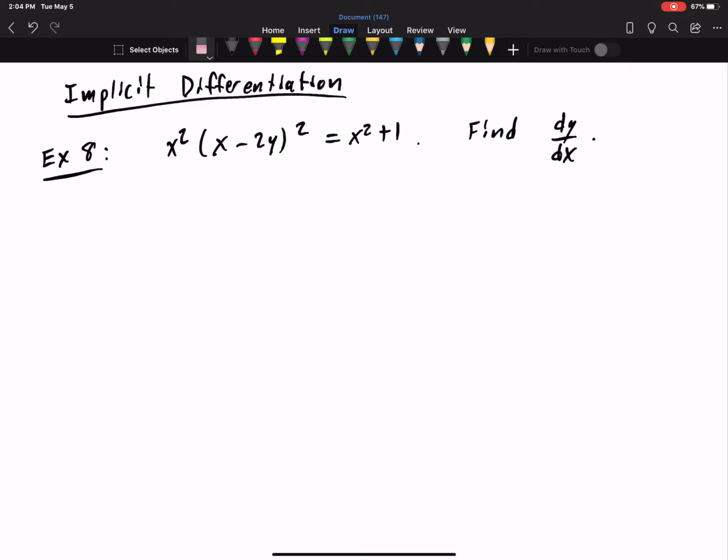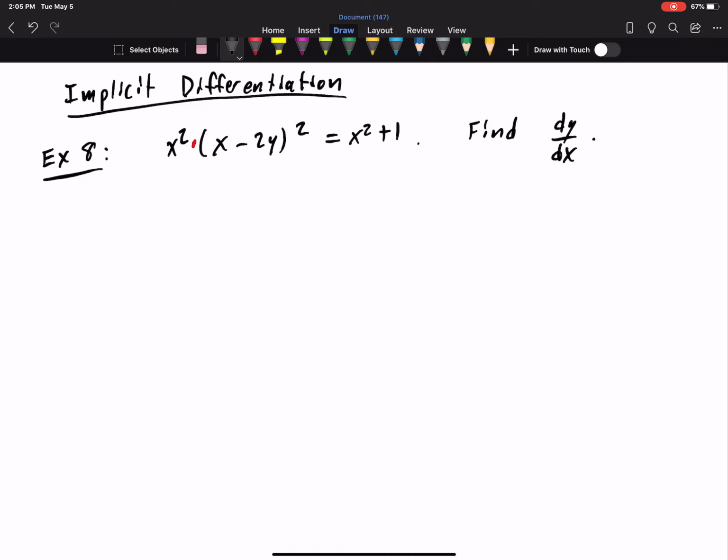All right, moving on to example number 8. We're going to again use the product rule here and implicitly derive this in order to find dy/dx. On the left-hand side, we have this lovely product, x squared times the quantity x minus 2y squared. For that, we need the product rule because we have two functions in x being multiplied together. The right-hand side is pretty self-explanatory.